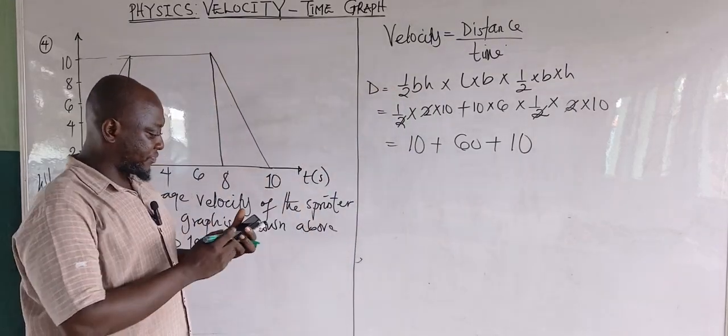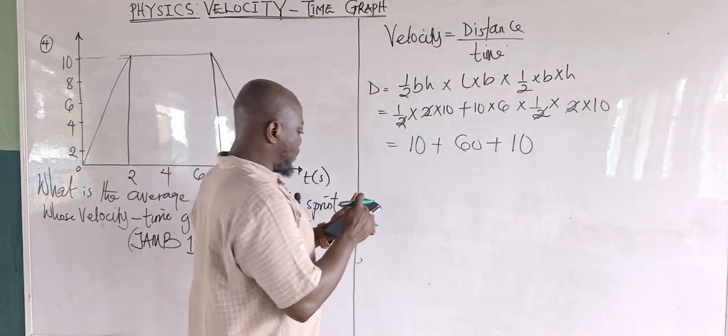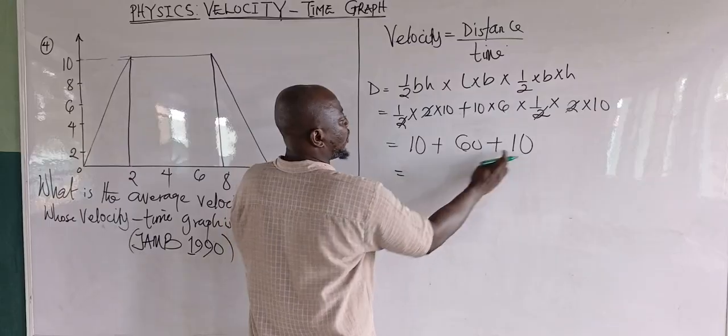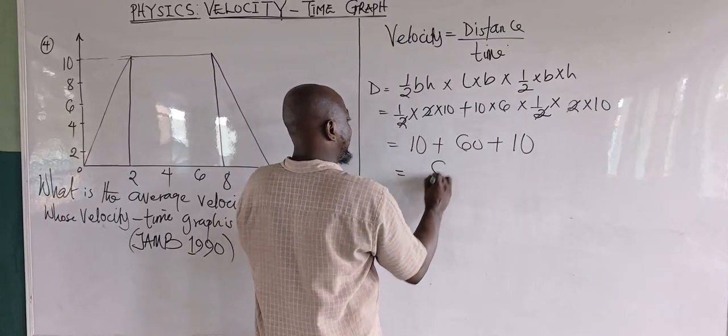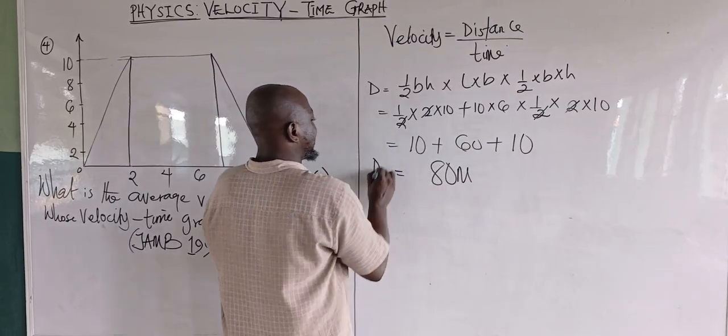That's what I'm having. So from this point now, what do we now do? When you add up all of this, this is 70, 80. So here becomes 80 meters because this is our distance.